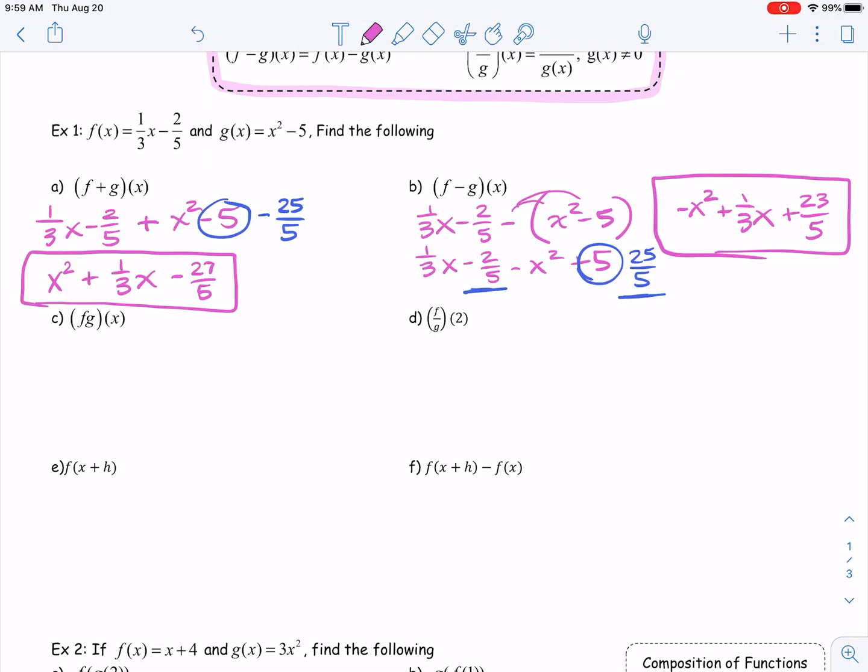If you want to turn that 23 over 5 into a mixed number, if you want to write that as 4 and 3/5 or whatever, that's totally fine, but you don't have to take that extra step.